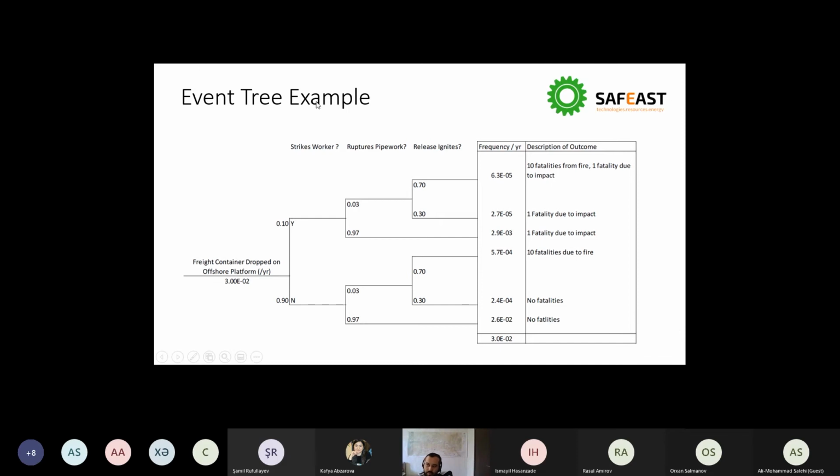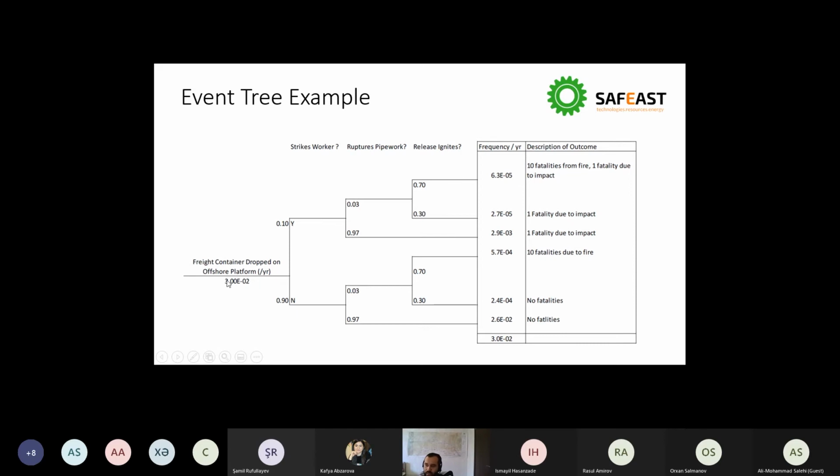So here is an example, event 3. Let's say someone else did a fault tree analysis and identified its frequency. It's like a freight container dropped off your platform and the frequency is 0.03 per year. Then you ask a series of questions. For example, does it strike a worker? Yes or no? And probability of yes 10%, probability of no 90%. Then does it rupture pipe work? Yes, no, with a probability of yes and probability of no for each. And if the release ignites, probability of ignition, and the rest.